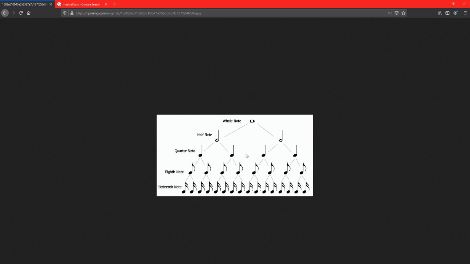1, 2, 3, 4. 1, 2, 3, 4. That's the reason why it's a standard measurement. Although you will sometimes see things counted by eighth notes, we're not going to deal with that because that's a pain in the butt, and you don't need to deal with it right now.